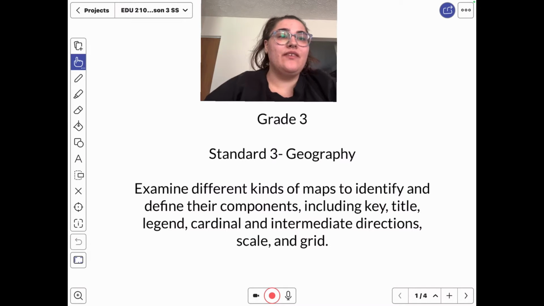Today I'm going to be giving a grade 3 social studies lesson. We're going to be looking at standard 3, which is geography. We're going to examine different kinds of maps to identify and define their components, including key, title, legend, cardinal and intermediate directions, scale, and grid.